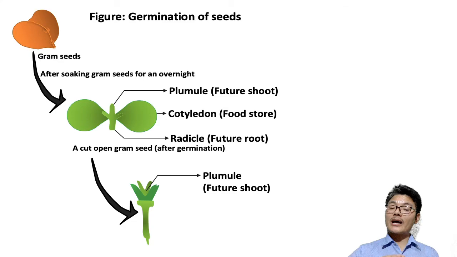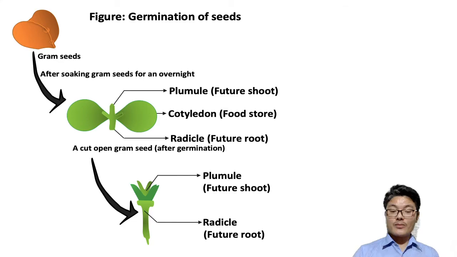And on the opposite or bottom part of the embryo is the radicle, a tiny growth of root-like structure occurs, which will be undergoing development and growth to form the root system. So in a way, we have studied germination of seeds.